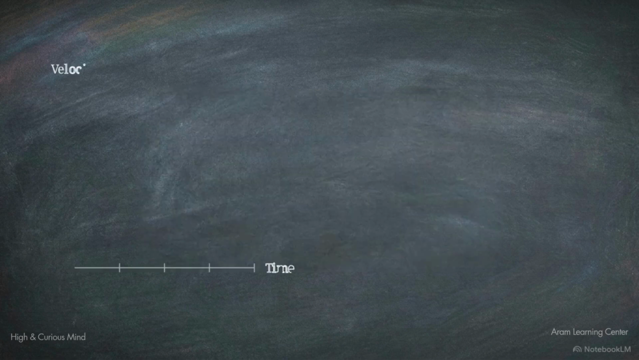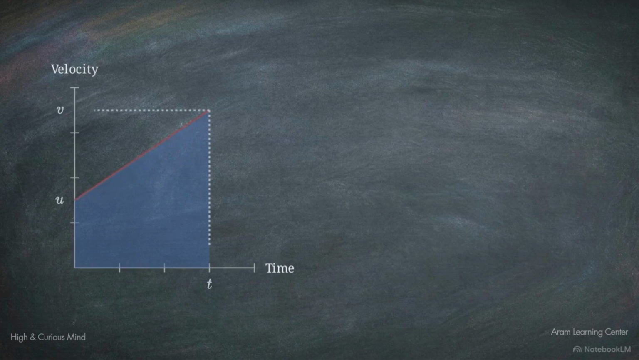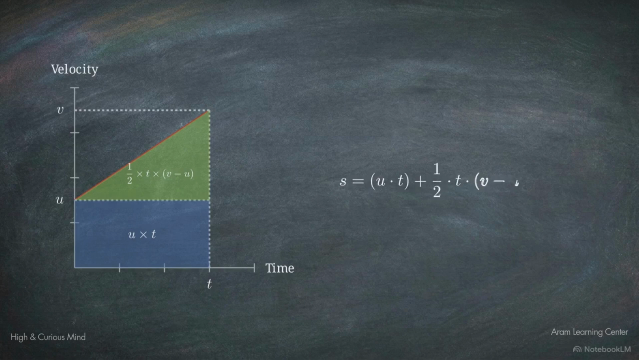Now let's calculate displacement, s. If we multiply a constant velocity by a duration of time, the result is displacement. On a graph, that product is represented by the area of a rectangle. Even when velocity changes, that geometric relationship holds. The total area underneath the graphed line represents the object's displacement. We can calculate this total area easily by splitting it into 2 basic geometric shapes, a rectangle at the bottom and a triangle sitting on top.